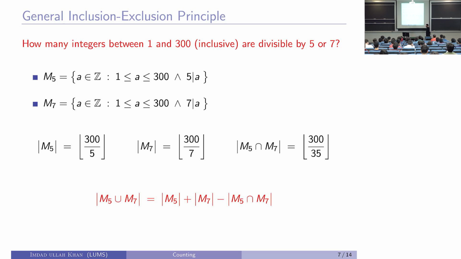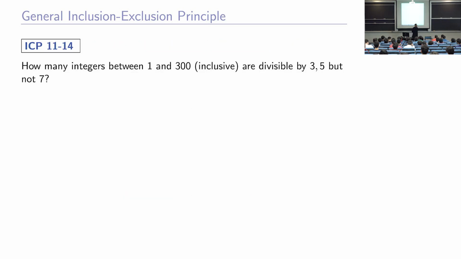Okay? Okay, so in the in-class problem: how many integers between 1 and 300 are divisible by 3, 5 or 7?